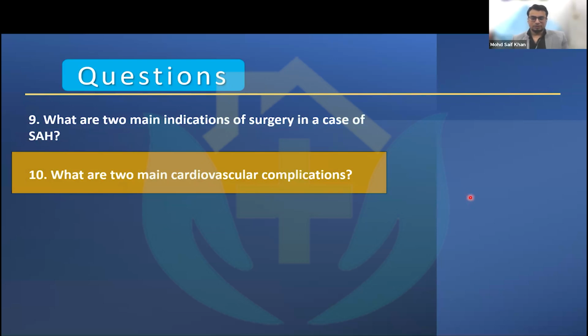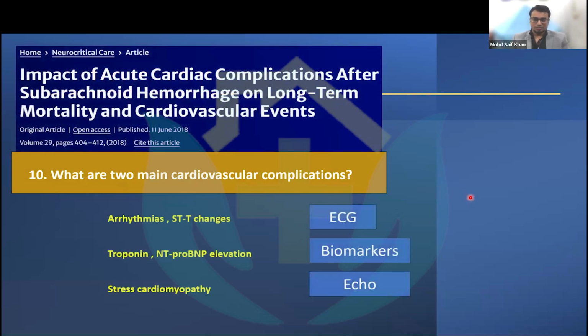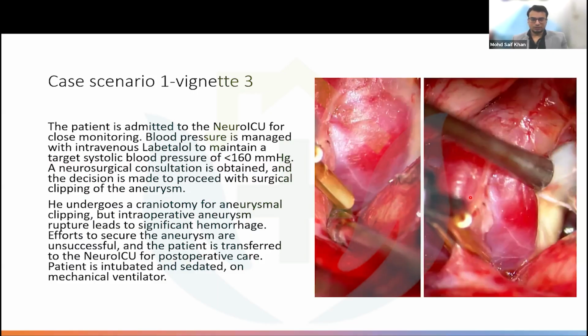Yes, great. Okay, what are two main cardiovascular complications? This has already been underscored in previous slides. Arrhythmia, ECG changes, troponin, NT-proBNP elevations, so biomarkers have to be done, and stress cardiomyopathy is also a complication. So this is Vignette 3.